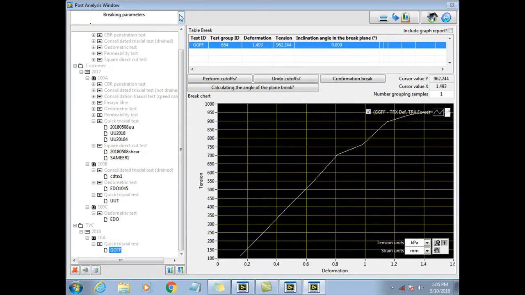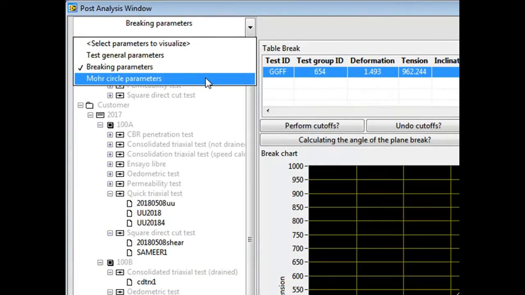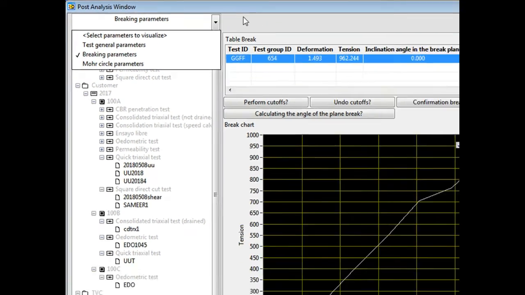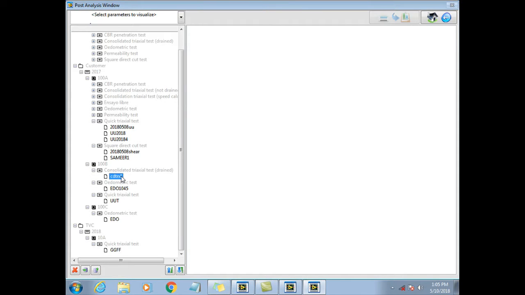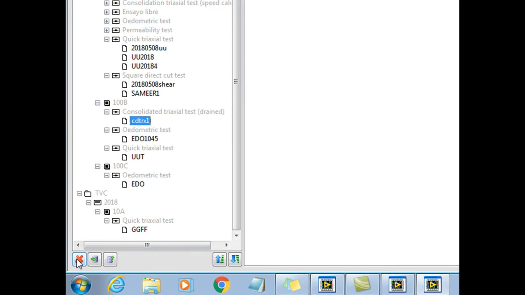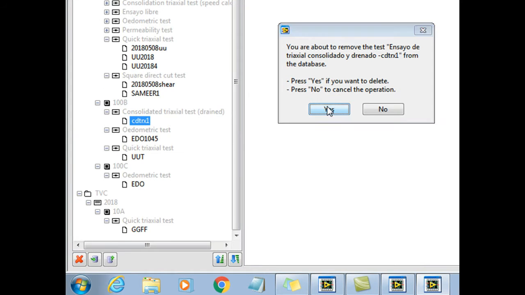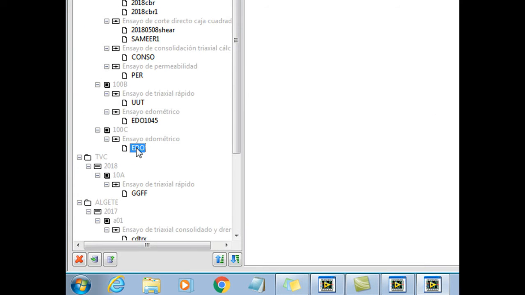Well, we only have one graph. We can see more circles because we need 3 samples. You can, for example, press it to delete one test. This is not interesting for me. You go here and you can delete, or you can export.